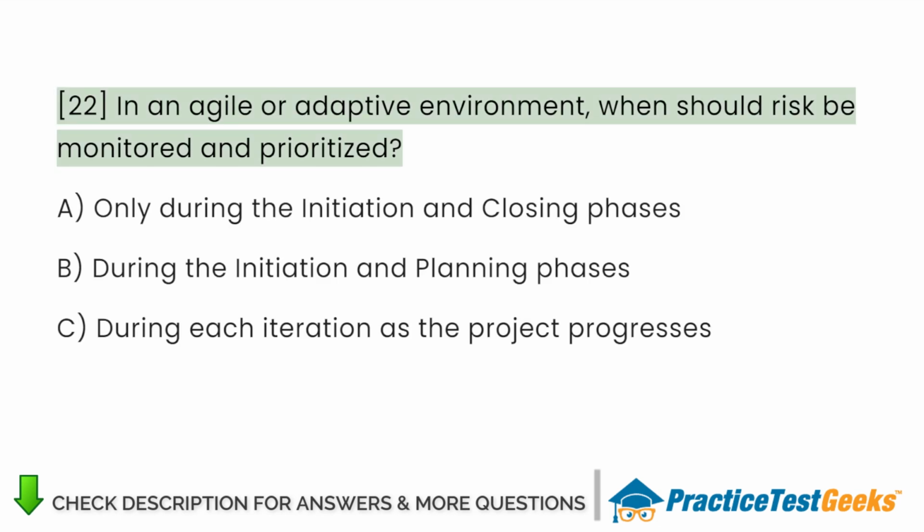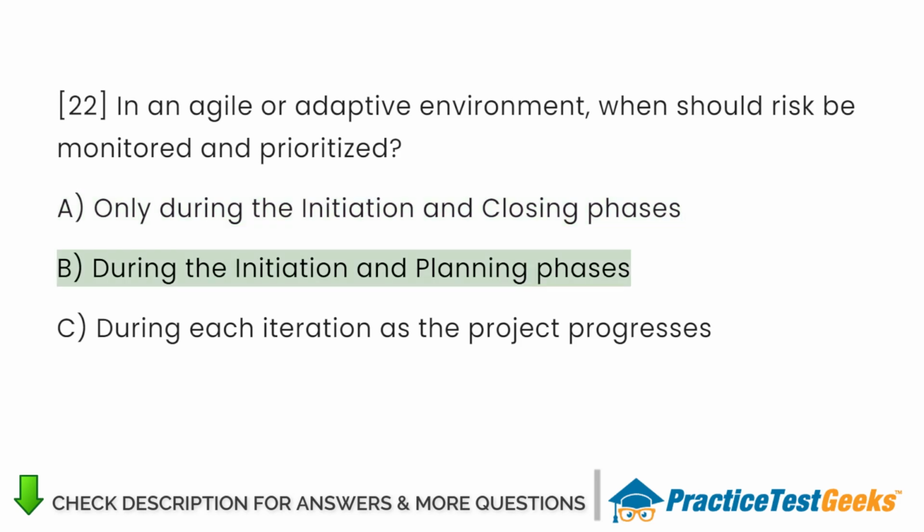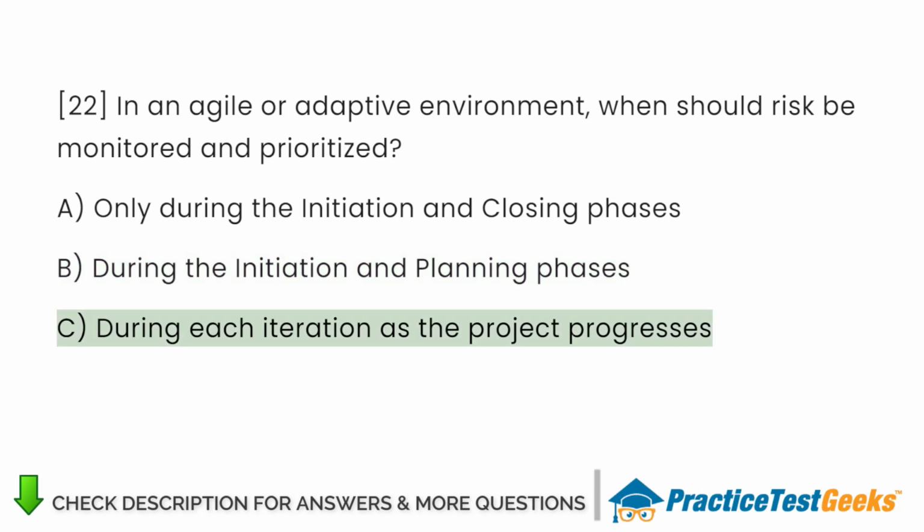In an agile or adaptive environment, when should risk be monitored and prioritized? A. Only during the initiation and closing phases. B. During the initiation and planning phases. C. During each iteration as the project progresses.